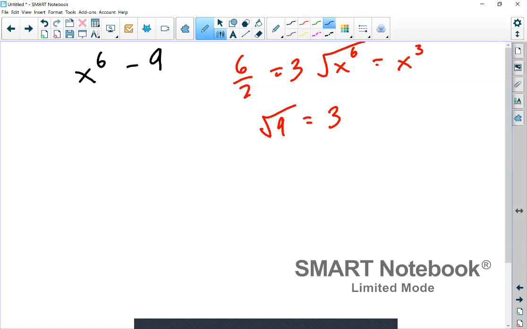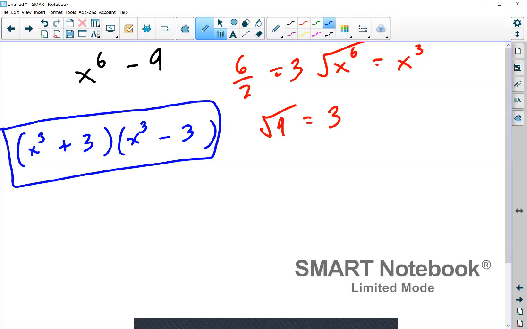All right, so we know this is dots. The first step of dots is always to set up your double bubble, positive, negative. So what goes first? Well, we have the variable first in this case, and the square root of x to the 6 is x to the 3rd. So let's put that first in both of the parentheses. And then the square root of 9 we said is 3, and that goes next in the parentheses. And that's it. There's your answer to dots.